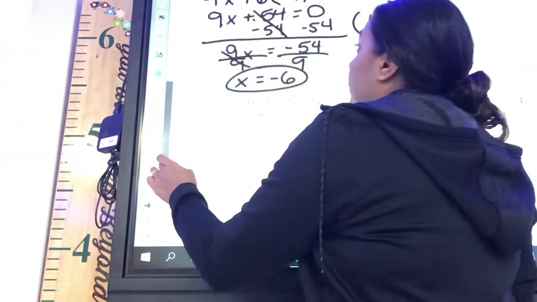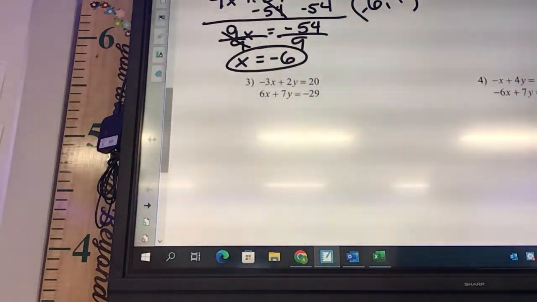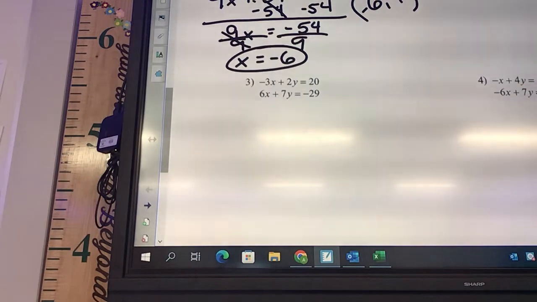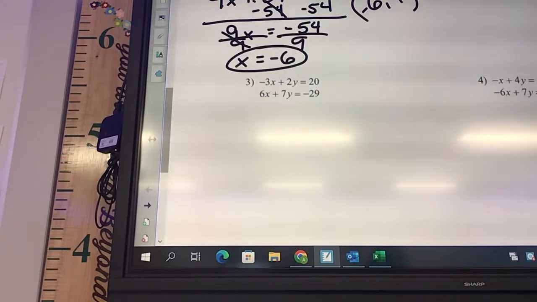Look at number 3. Do we have any two numbers that are the same? No, so you have to multiply. What do you want to cancel? That would be your first question you need to ask yourself. If we want to cancel the x's, which equation do we need to multiply? The top one by 2.